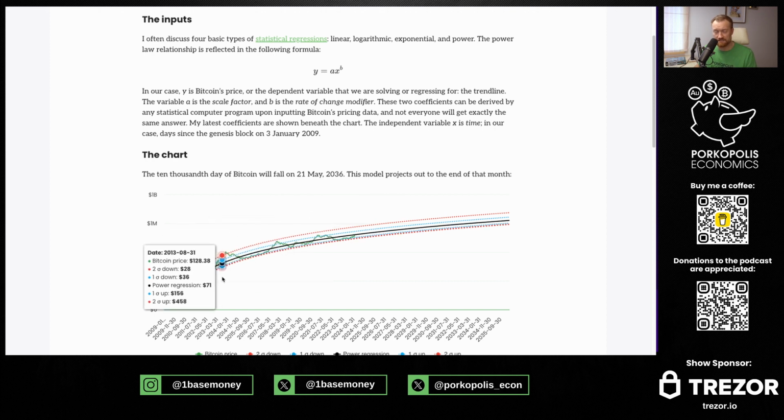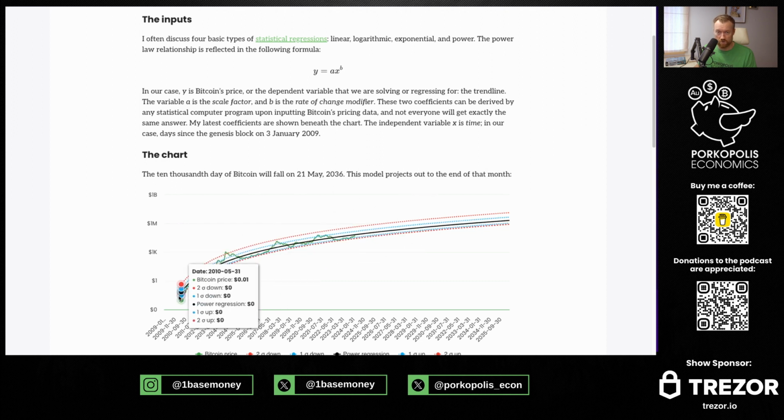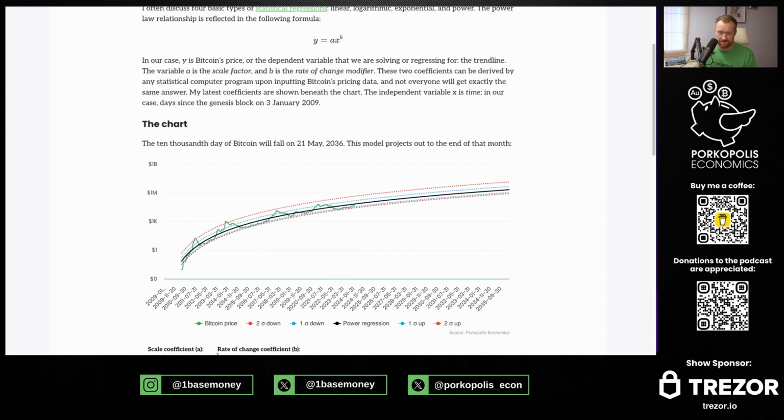So that's the key. It's modeling adoption of Bitcoin's usage across the world. Very good fit. Here are my latest coefficients. Again, whether you're talking about A or B, any coefficient here, whether it be at this chart or any chart, any sort of statistical regression, people are going to get different answers depending on my pricing data is going to be a little bit different than other people's.